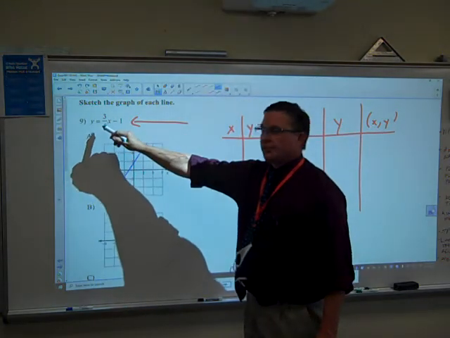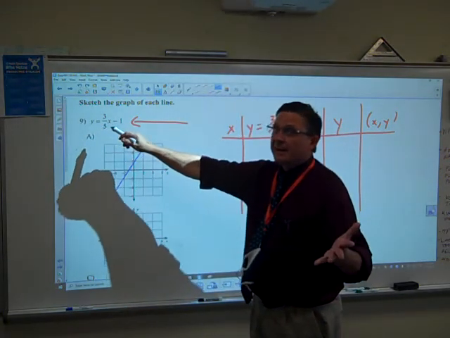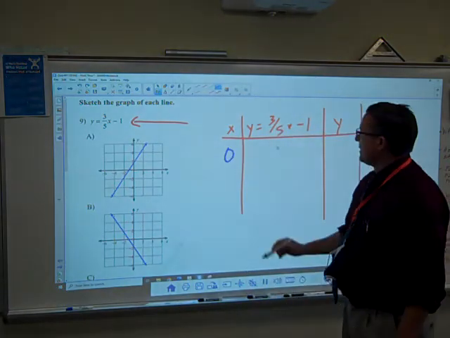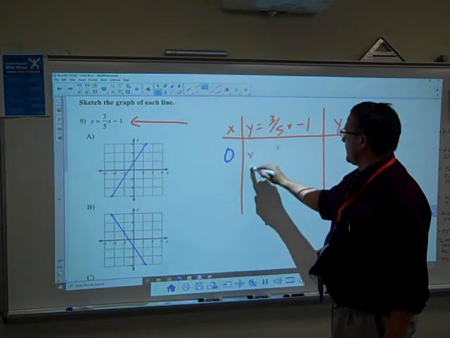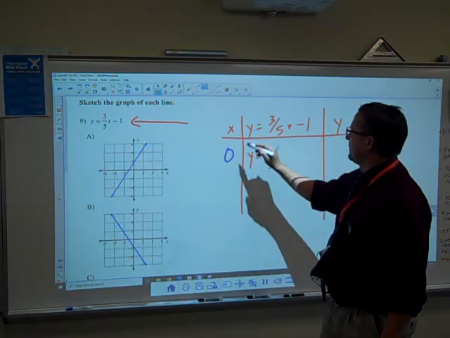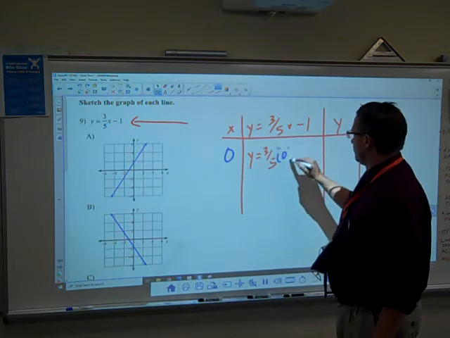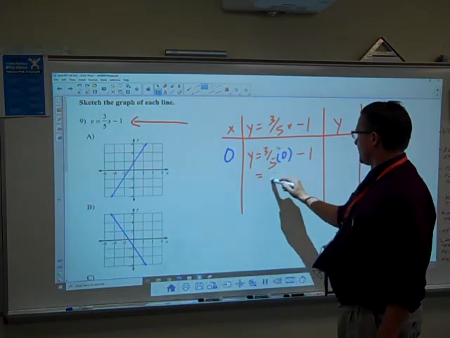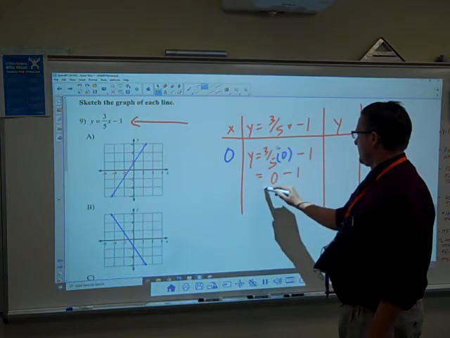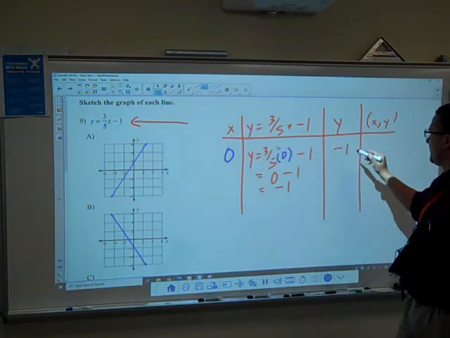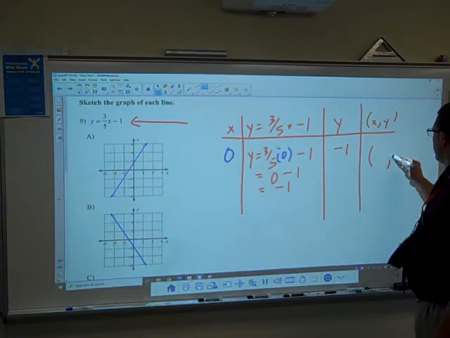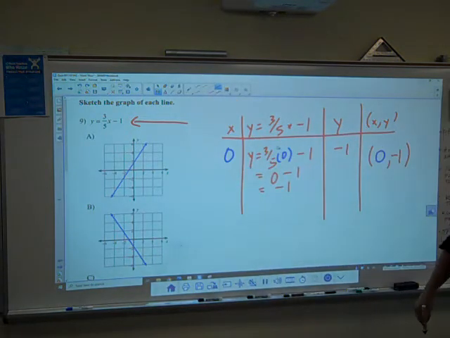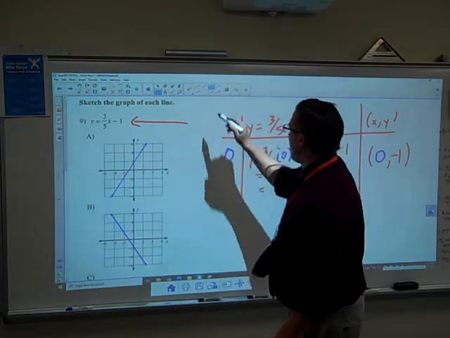First question I ask when I look at this is, okay, y equals mx plus b, it's a line. I can pick any value you want, and we know 0 always works. So I'll plug 0 in for x, y equals 3/5 times 0 minus 1. Well, 3/5 times 0 is 0. 0 minus 1, how about -1 for y? So my point, xy, is 0, -1.